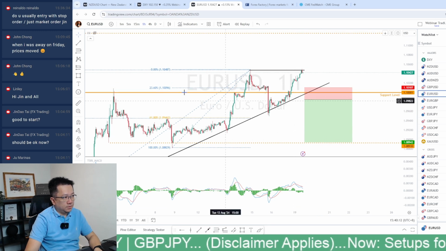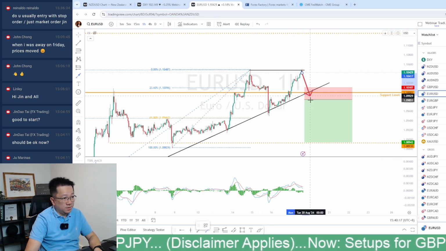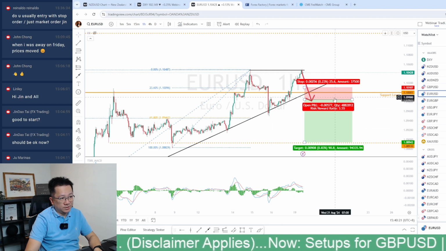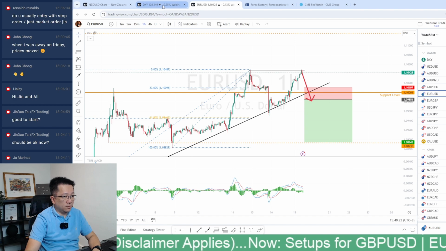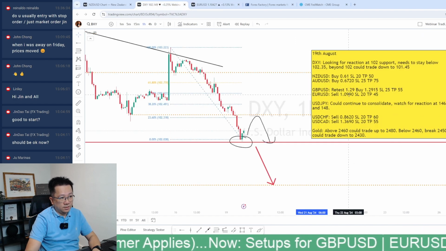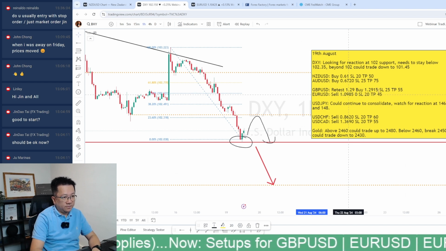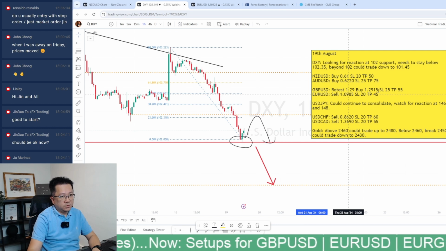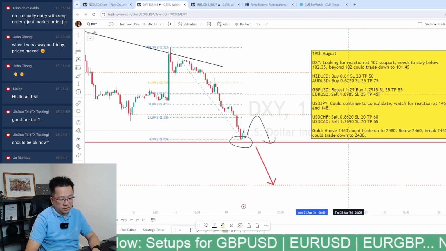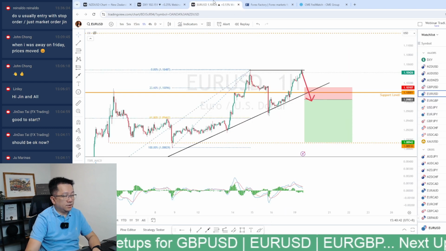Okay. So I'm looking at the possibility, I'm not saying it's going to happen, but the possibility of a double top formation, breaking that trend line and support to the downside. So 1.0985, stop loss 25, take profit 90 to the downside.